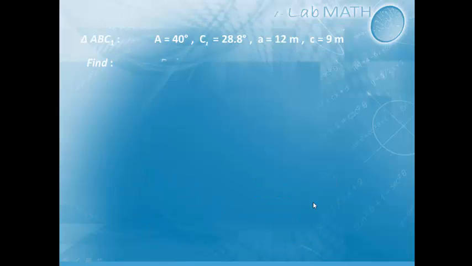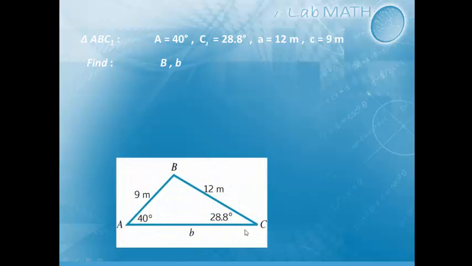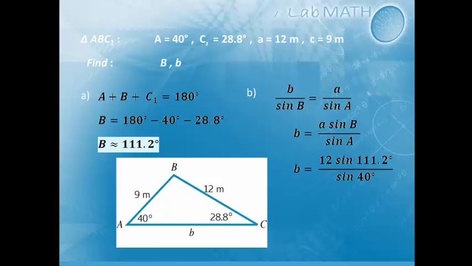So solving for the triangle, that becomes the figure. And again, we can now solve for angle B, which is approximately 111.2 degrees. And looking for side B, we will use the sine law, substitute the values, and side B is approximately 17.41 meters.